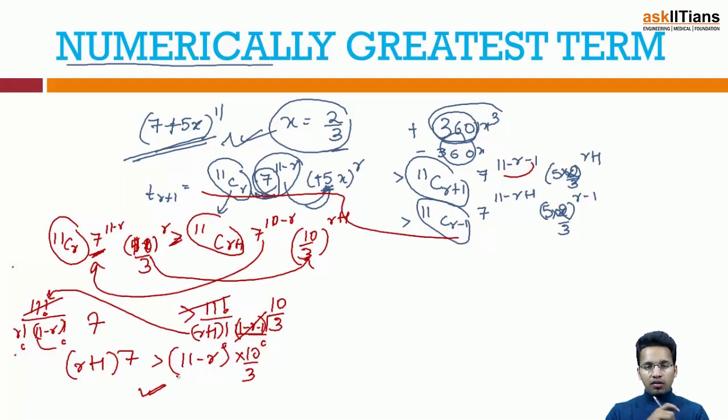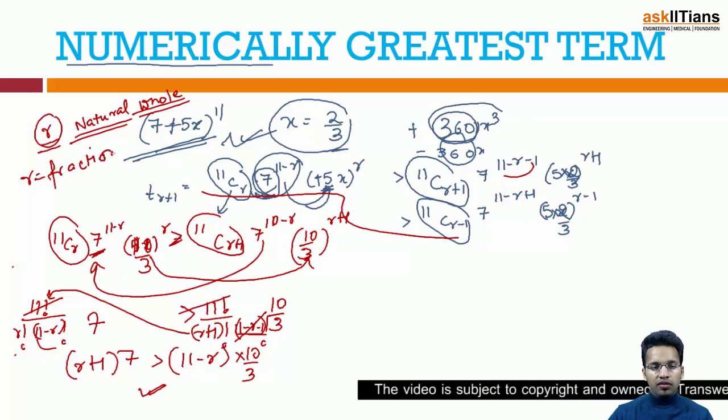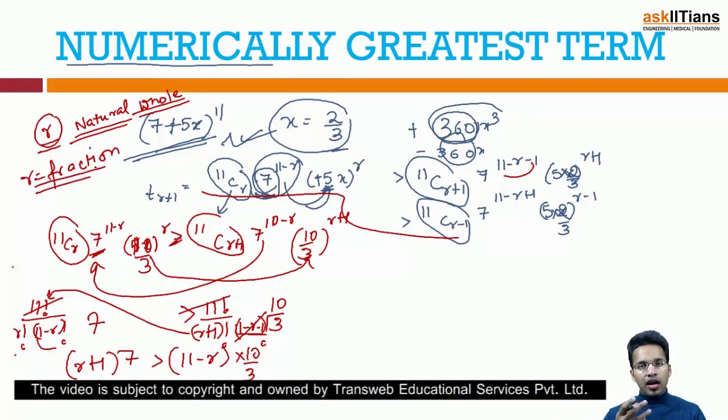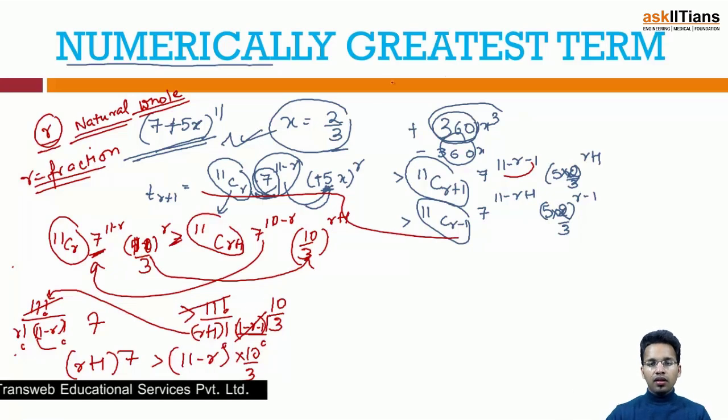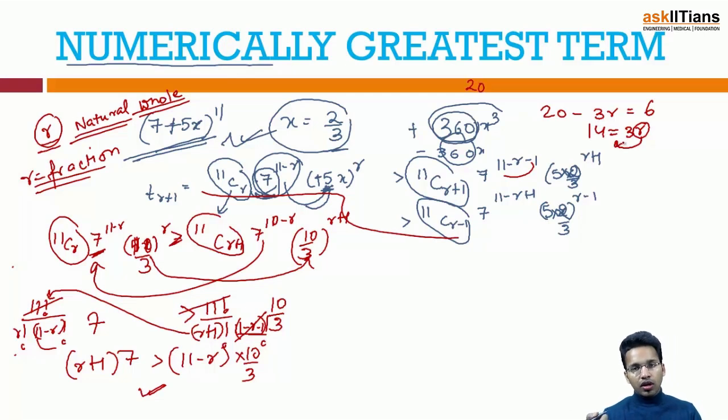Again, one thing which I didn't mention in the previous part also, is that r should always be a natural or whole number. Why? If you are getting r as negative or as fractional, it's not possible. Suppose in the term independent of x that we discussed earlier, you get something like 20 minus 3r is equal to say 6. Now in this case 14 is equal to 3r. Clearly there is no such r, so you say no term exists of that kind.